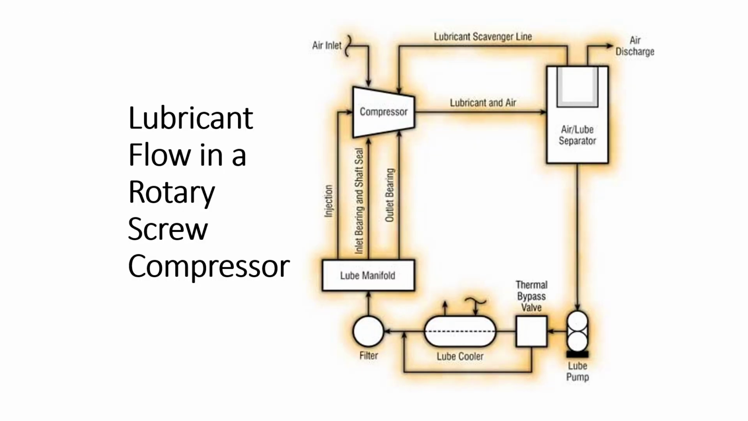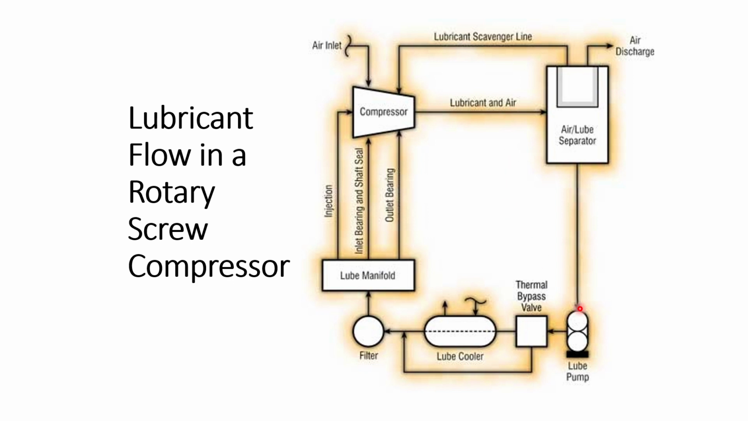Now here we are able to see how the lubricating oil flows through the screw compressor. Here on the top we are able to see the compressor, and air enters from here. Lubrication is used mostly for the air compression. So air enters from here and then it goes out from here.